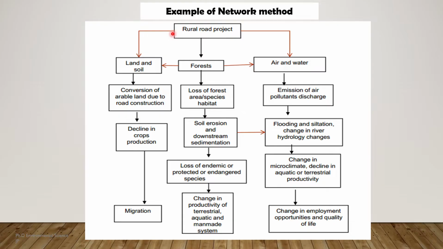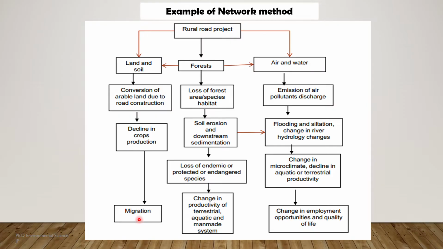In this case you can see the main primary environmental components. These are the main categories of the environment that could be affected by the project. In this diagram, the primary components are land and soil, forests, air and water. Then further you can see secondary and tertiary effects. These boxes represent the cascading effects that result from the initial impact on the primary environmental components. Each effect leads to subsequent impacts, forming a chain or network of sequences.